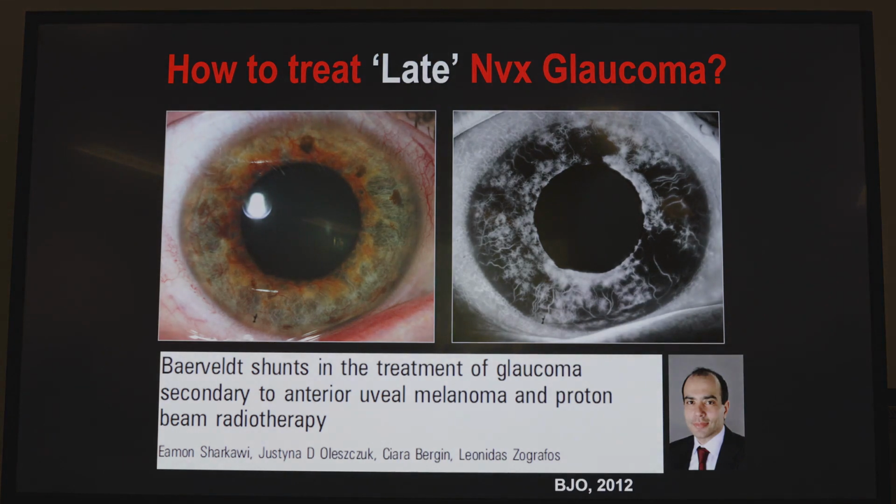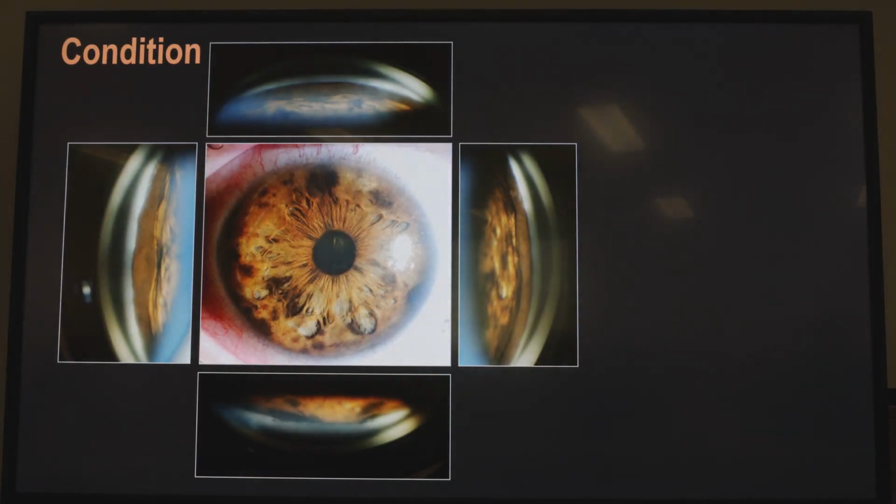How to treat late neovascular glaucoma. There we have a study. The only thing to really save the eye, after you again make it quiet, and to treat the pressure, is Baerveldt shunt surgery, or Ahmed, whatever your glaucoma surgeon is most comfortable with.